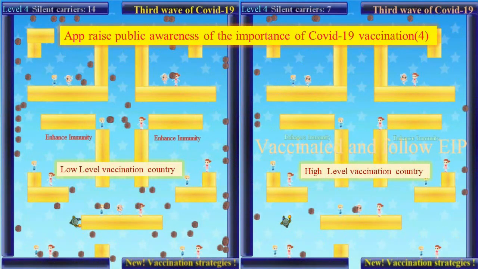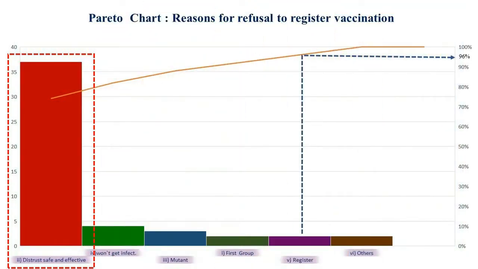The preprint study app raises public awareness of the importance of COVID-19 vaccination. We can visually see countries where vaccination is slow and it is difficult to control the spread of COVID-19. This is what is happening in India now. Preprint study, Vaccination Education App 1, shows that most people do not take the COVID-19 vaccine because they question the safety and effectiveness of the vaccine.